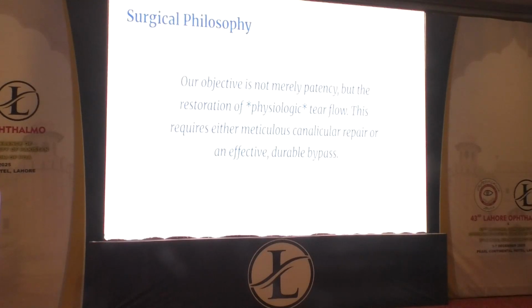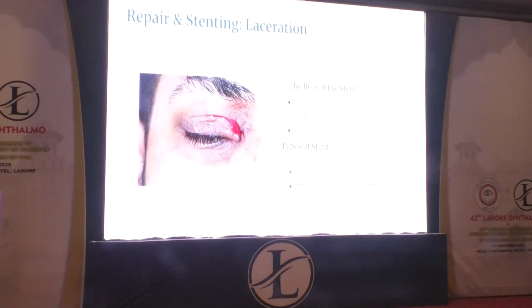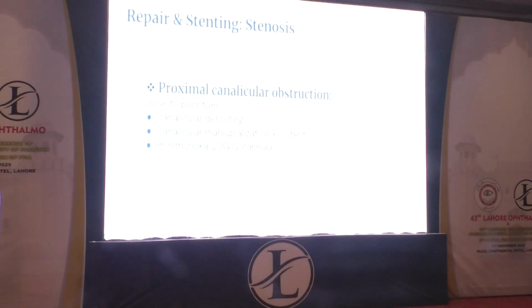So the surgical philosophy behind canalicular reconstruction, like I said before, is restoration of physiological tear flow. It can either be done by meticulous canalicular repair where possible or an effective durable bypass. In cases of canalicular laceration, usually if it's a unicanalicular laceration, we can just primarily repair and place a stent in there. It can be a unicanalicular or a bicanalicular stent depending upon the kind of laceration that we see.